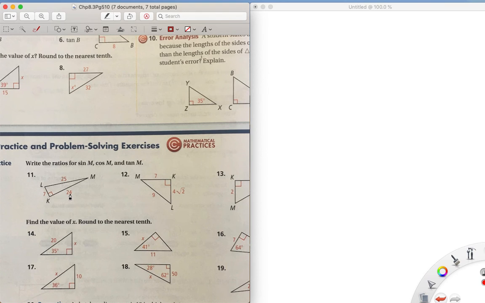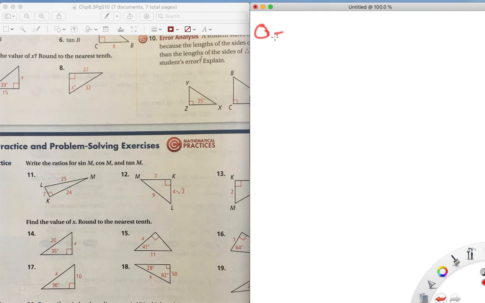For number 11, they're asking me to find the sine of m, the cosine of m, and the tangent of m. My angle m is over here for number 11. When I look at everything in relation to angle m, 7 is opposite. So I'm going to write O for opposite of m. Looking at 24, 24 is adjacent to m. So I'm going to put A for adjacent, and that's going to be 24.